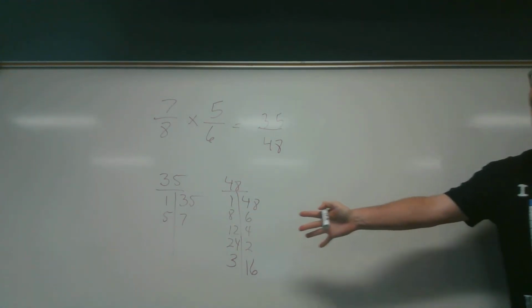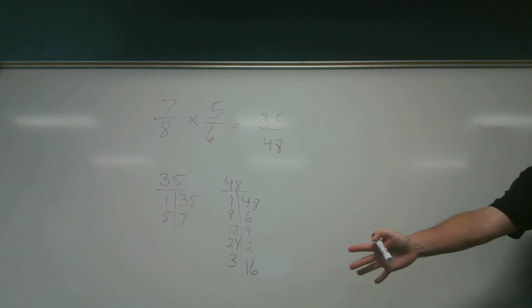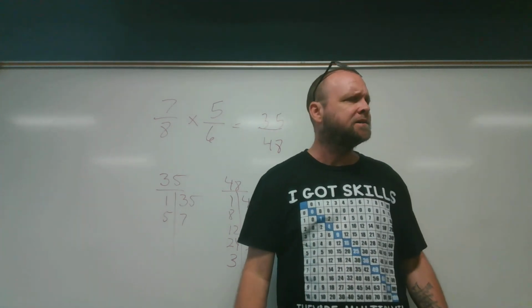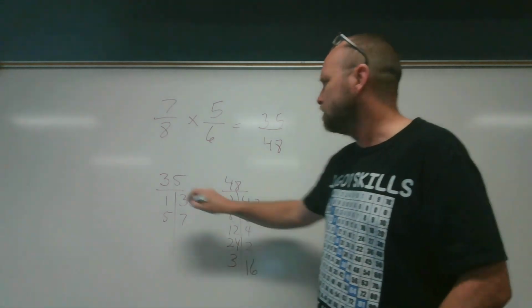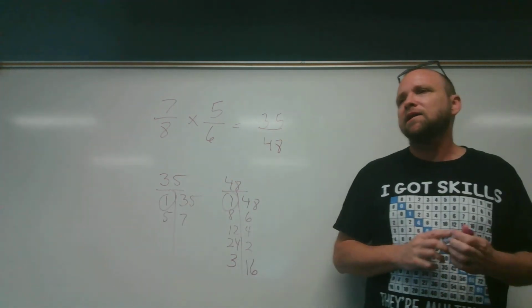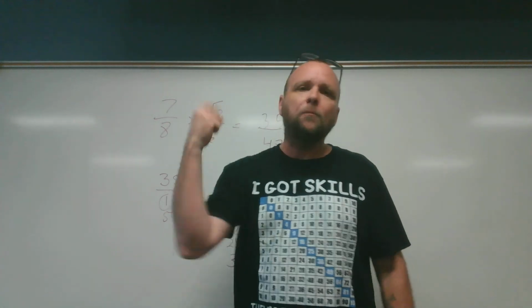All right. So what is the greatest common factor? 1. If 1 is the greatest common factor, you cannot, and I mean cannot, simplify this fraction. The only thing they have in common is 1. That fraction is simplified.